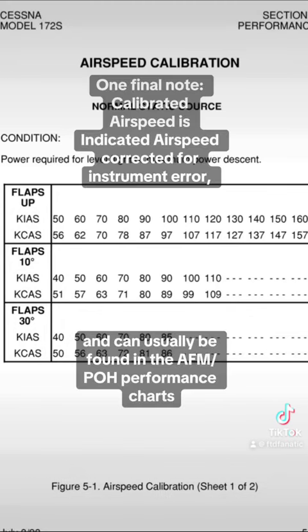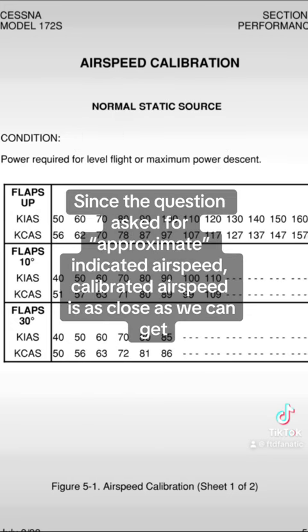One final note, calibrated airspeed is indicated airspeed corrected for instrument error. You can usually find it in the performance charts of your aircraft manual. Since the question asks for approximate indicated airspeed, calibrated airspeed is as close as we can get.